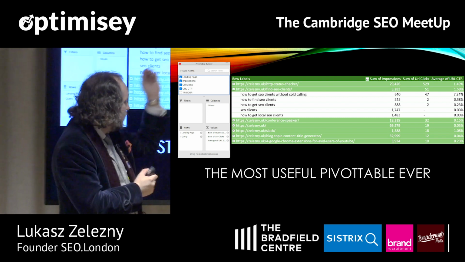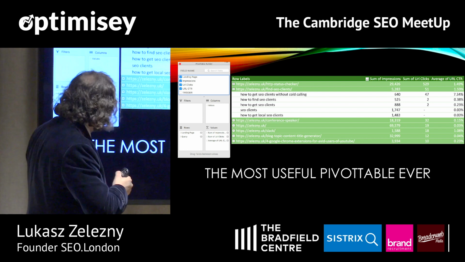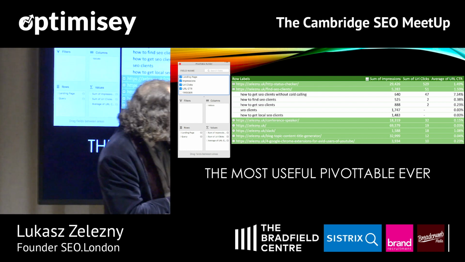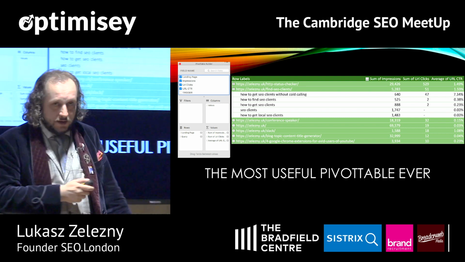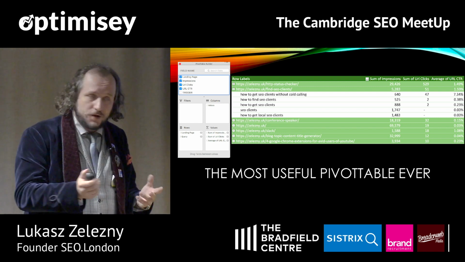And you can see, here is an article, find SEO clients, and there is a very interesting, quite long keyword, which is called how to get SEO clients without cold calling. And I have 640 impressions, 47 clicks. And when I was checking this, I was number 3 or number 4 in Google Co UK.